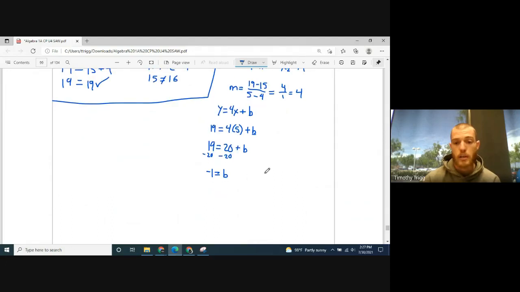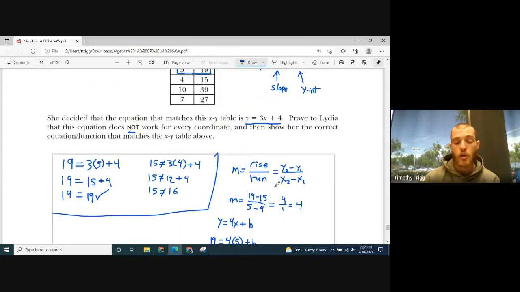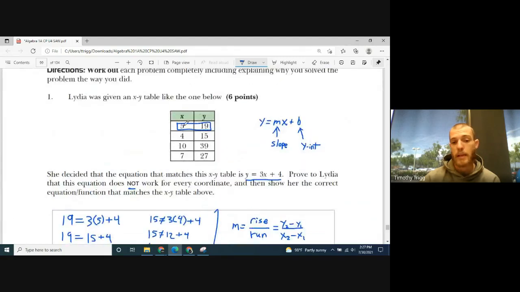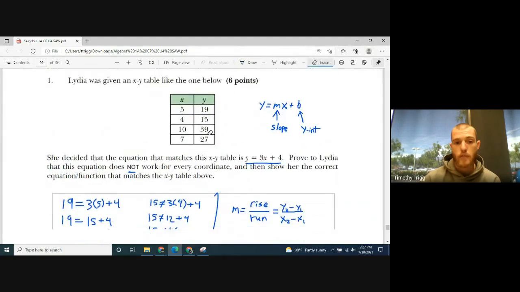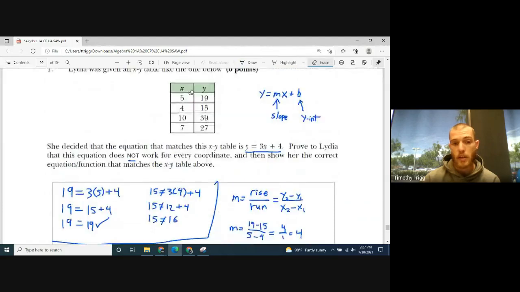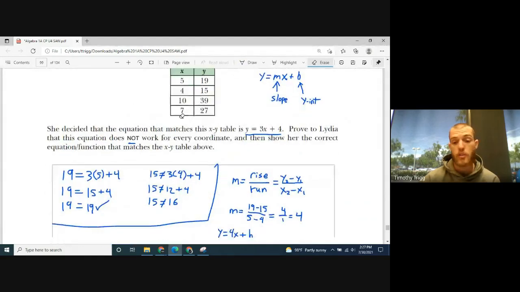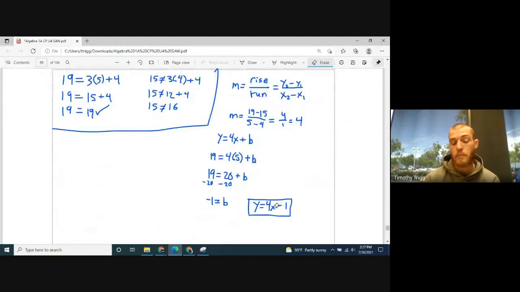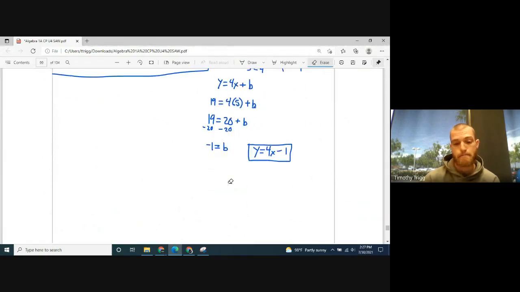So our equation is y equals m. What's our m? 4. x plus b. Our b is -1, so we'll just put -1. And there's your equation. Okay. Now you could always check to make sure it's correct by plugging in points. If you plugged in any of those points, in fact, if you plug in all of those points, all of them should work out where it'll make equal statements.